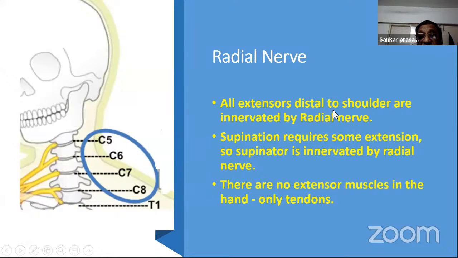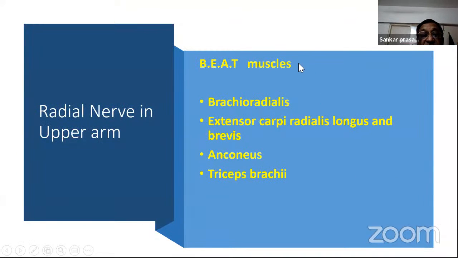So all extensors distal to the shoulder are innervated by the radial nerve, as I have already said, but supination requires some extension, so the supinator is also innervated by the radial nerve. There are no extensor muscles in the hand, only tendons. And the BEAT muscles in the upper arm, the brachioradialis, extensor carpi radialis longus and brevis, anconeus, and triceps brachii, are the muscles supplied in the upper arm by the radial nerve. So you can easily remember: one is STAR, then one is BEAT.